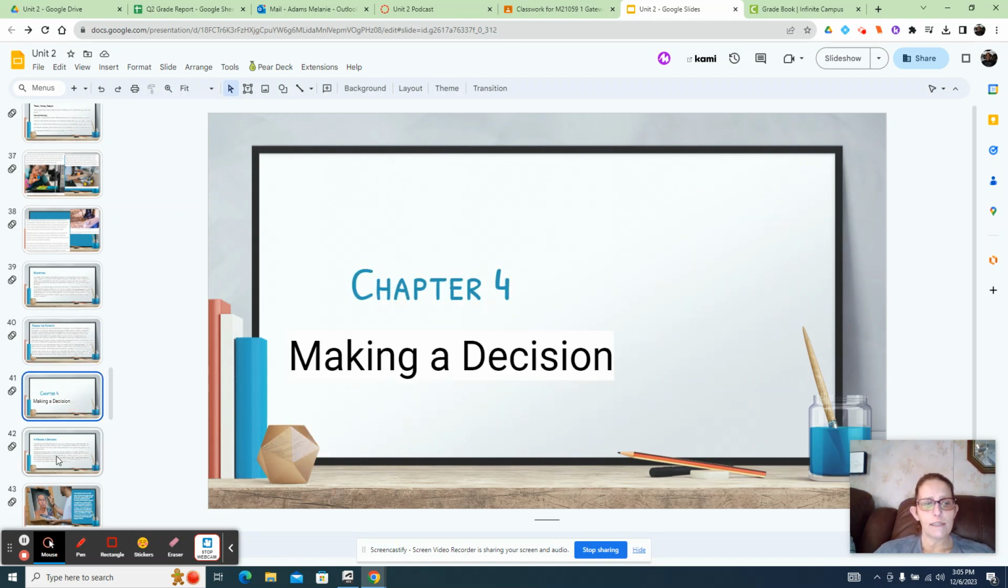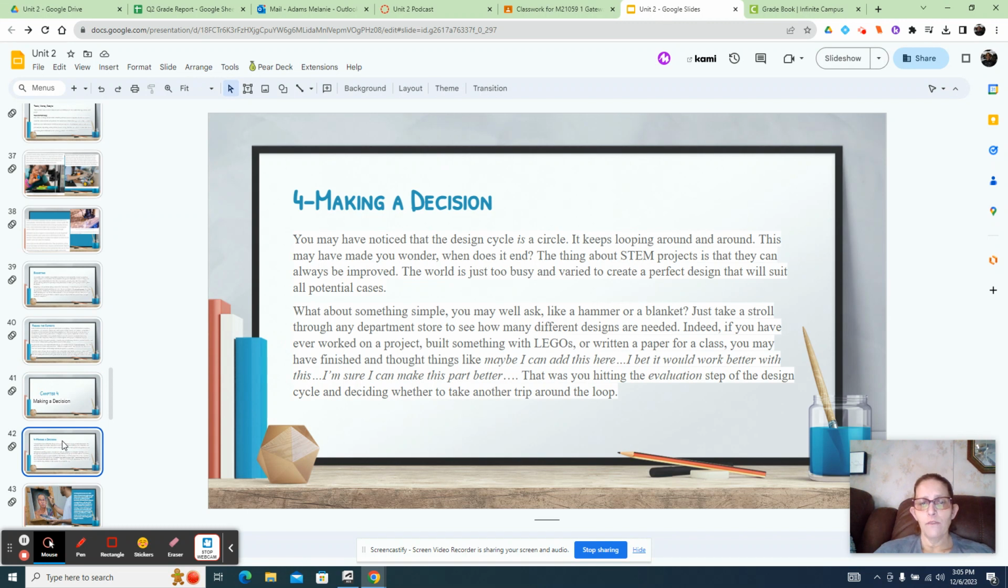Chapter 4, making decisions. You may have noticed the design cycle is a circle. It keeps looping around and around. You may have wondered, where does it end? It really doesn't. It's iterative. Okay.